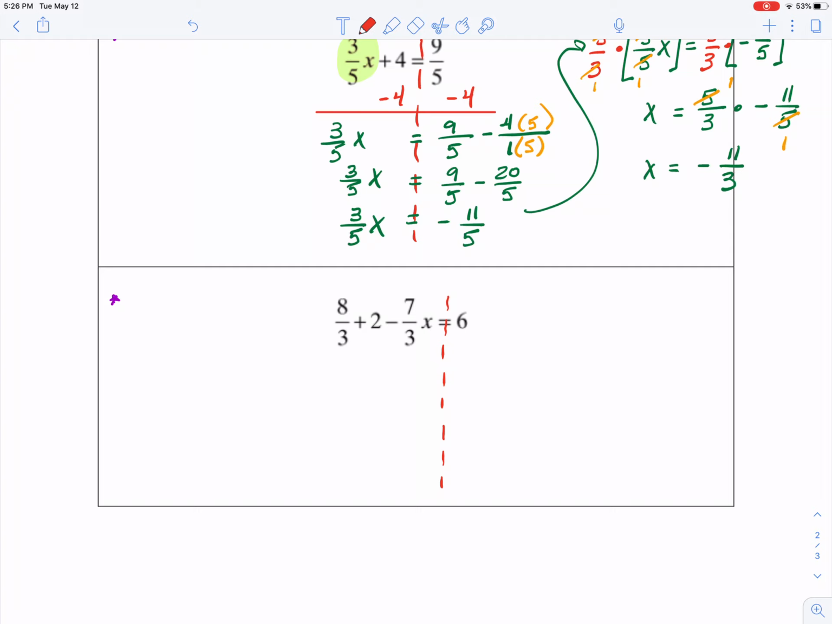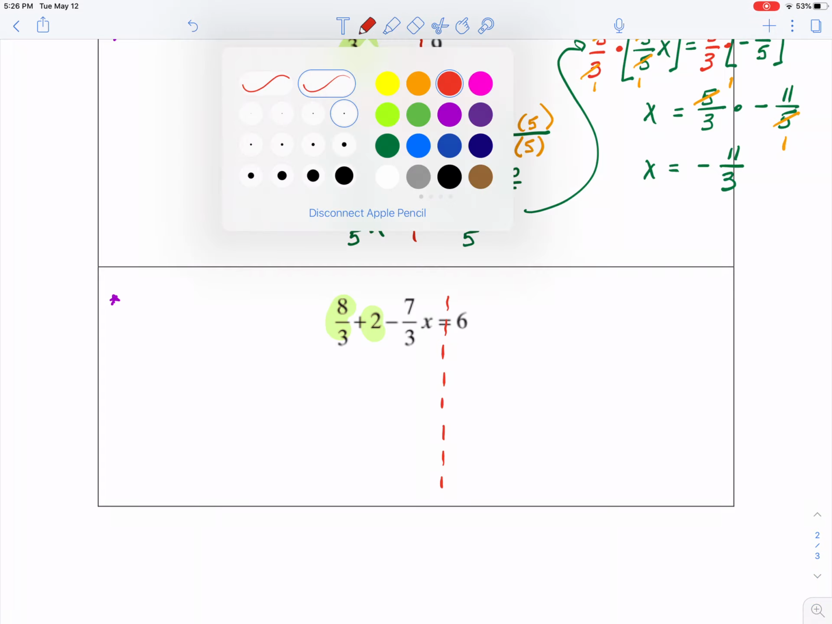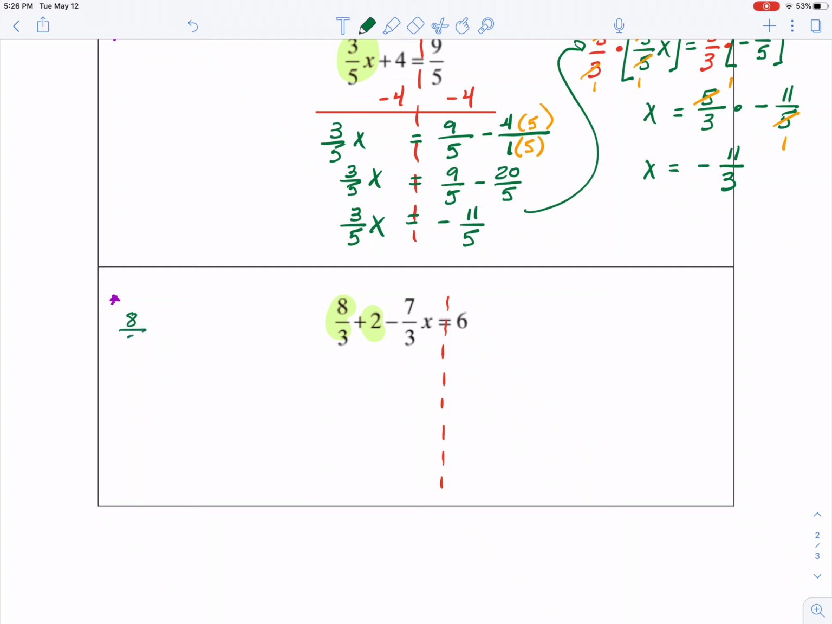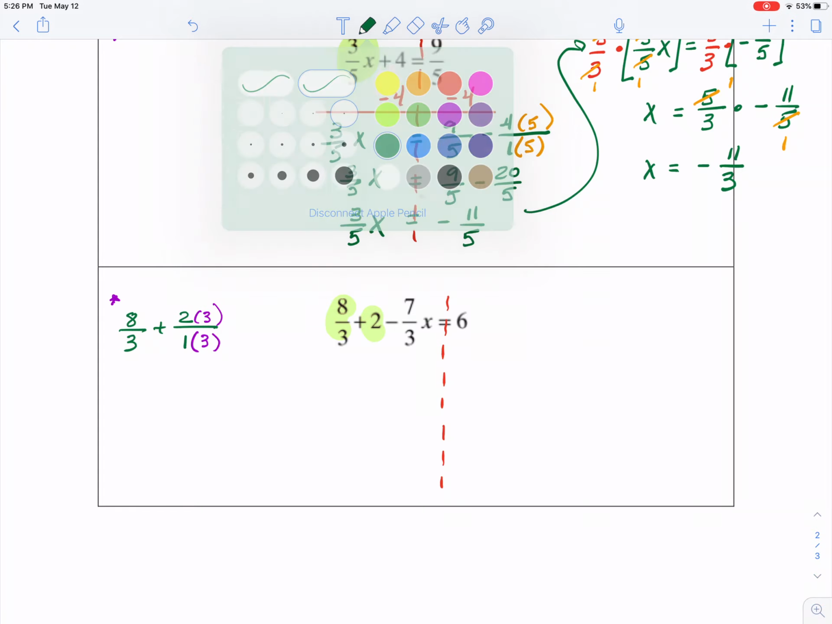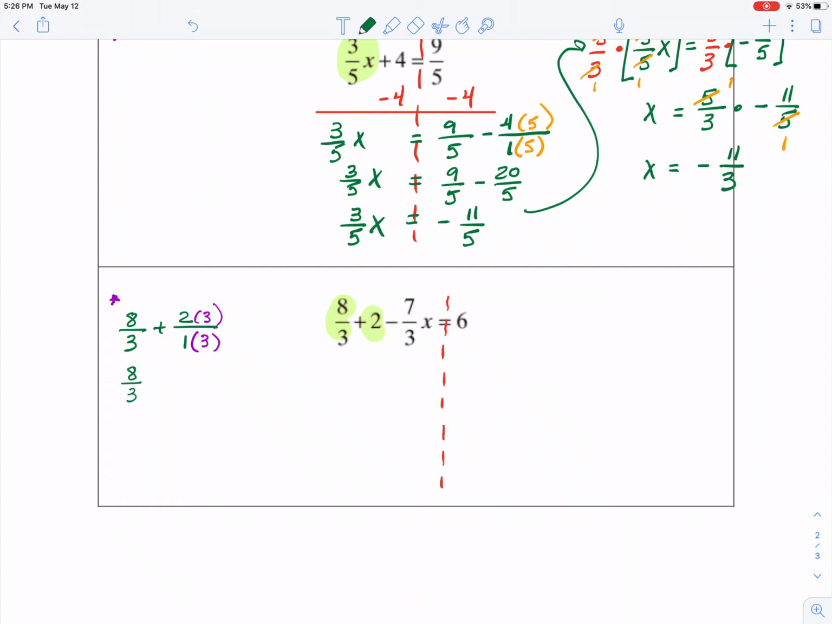On the left-hand side, I see 2 terms that are alike. So I'm going to go over here to the side, and I'm going to combine 8/3 and 2/1. And again, I want to get these both in terms of a denominator of 3. So I'm seeing 8/3 plus 6/3. This looks like 14/3. So these two combine to give me 14/3.